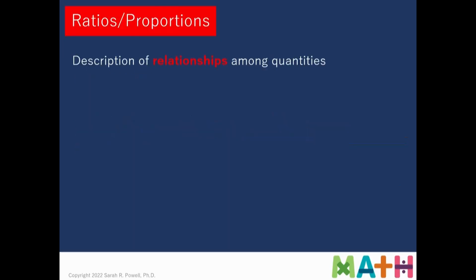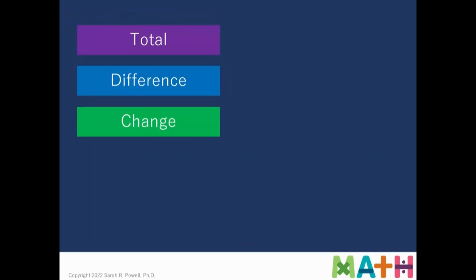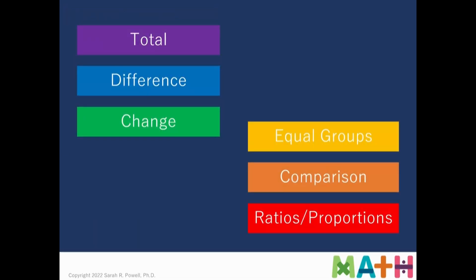And then with the ratios or proportion schema, we are looking at the relationships among quantities. Usually if this is to that, then this is to that. So in the first example, we're looking at cookies to brownies. In the second example, we're looking at words to minutes. So those are the six schemas. There's a lot more information available about the schemas. If you want some more, email me. You can also find a lot of this online.